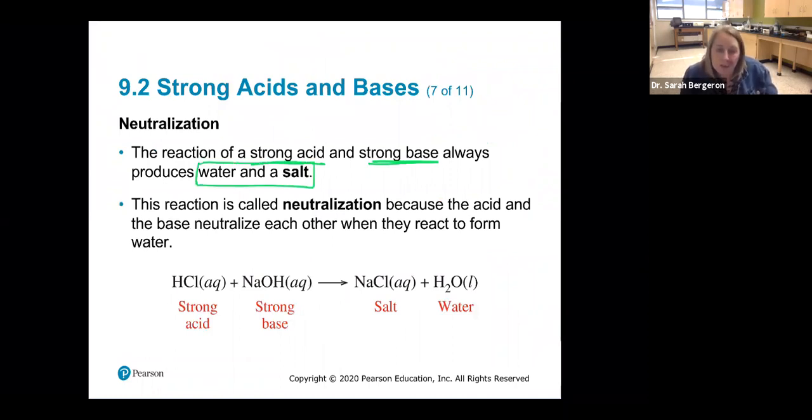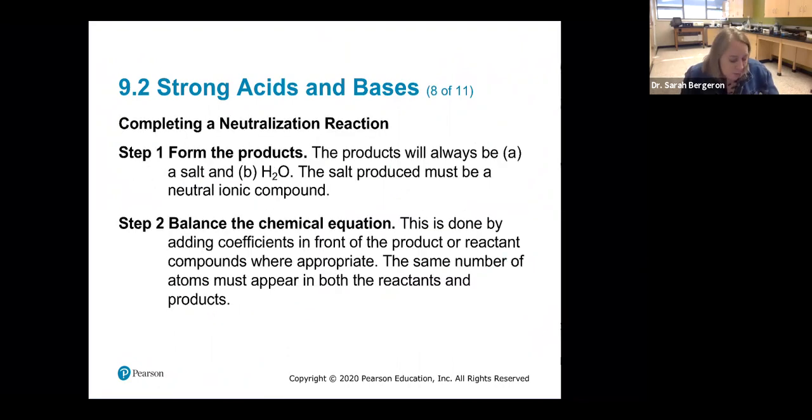And that's called a neutralization reaction because the acid and the base neutralize each other when they react and they form water. And water has a neutral pH. Okay, so anytime that you're doing a neutralization reaction, if you see the word neutralization, then you need to make a product that is a salt and another product that's water.